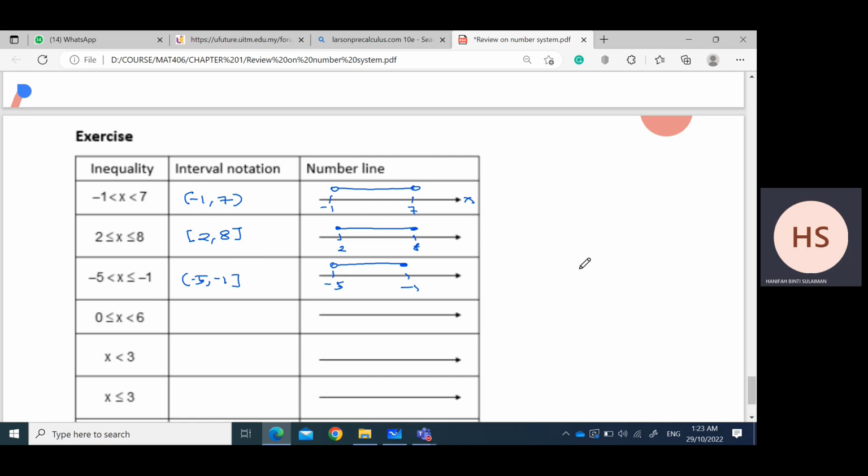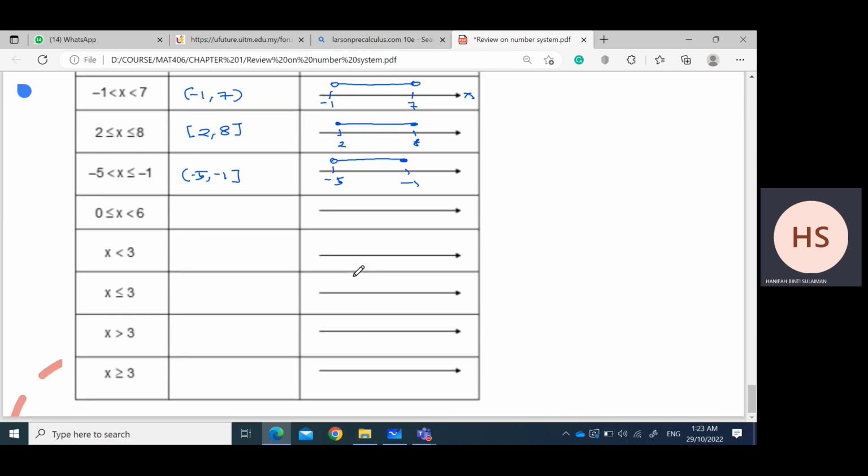Alright, the others you can try yourself: x is 0 to 6, x less than 3, x less than or equal to 3, x greater than 3, and x greater than or equal to 3. All of these are about infinite intervals.